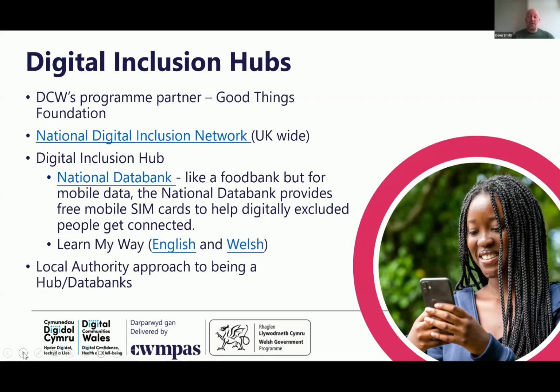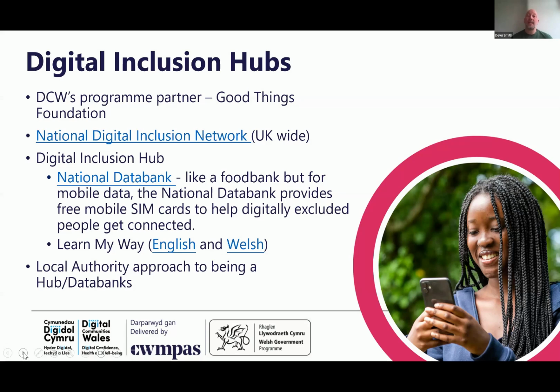In addition to these things, members of the National Digital Inclusion Network can become members of the National Data Bank. Good Things Foundation have worked in partnership with UK government, but with the private sector as well, working closely with O2, Vodafone, and Three to be able to offer SIMs to communities. Essentially, it's like a food bank, but for mobile data. It provides free mobile SIM cards to help digitally excluded people get connected.